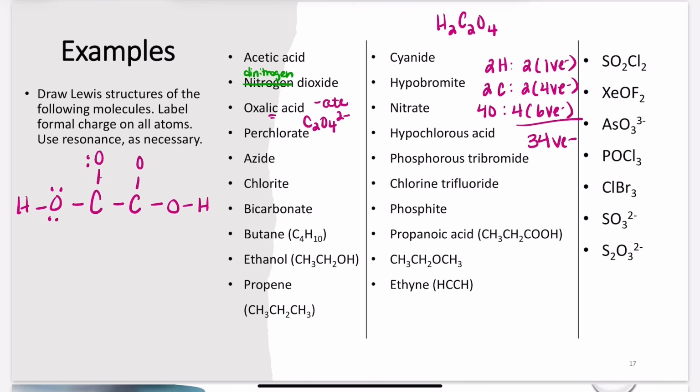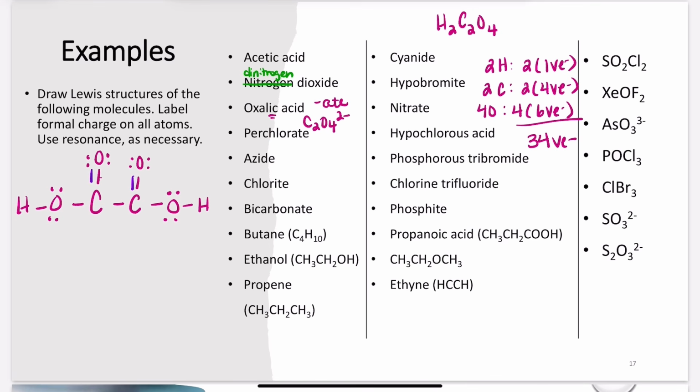Give your oxygens their octet. And check your electrons. 2, 4, 6, 8, 10, 12, 14, 16, 18, 20, 22, 24, 26, 28, 30, 32, 34. I've used up all my electrons, but my carbon atoms do not yet have their octet. So I'm going to use the oxygens that are singly bonded because I know they do not have a 0 formal charge. I'm going to use those to give those carbon atoms in the center their octet.